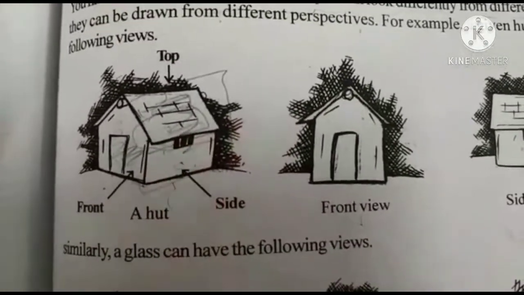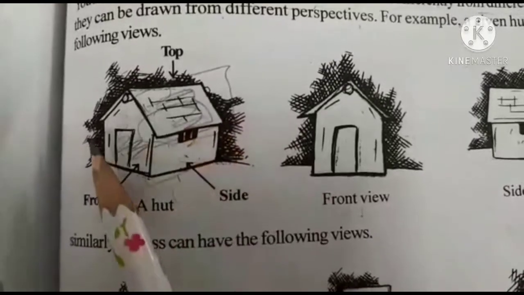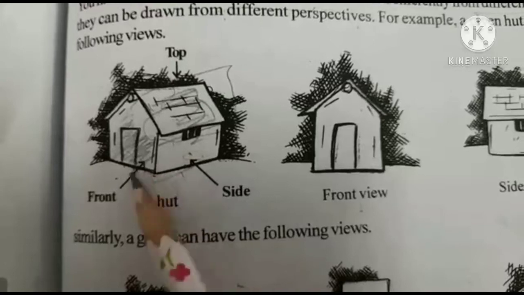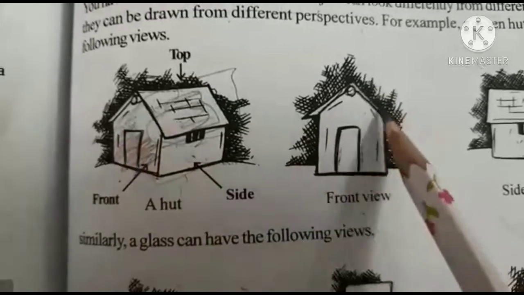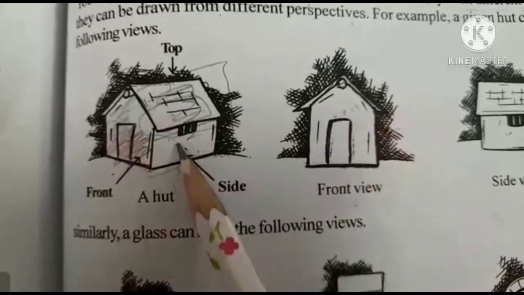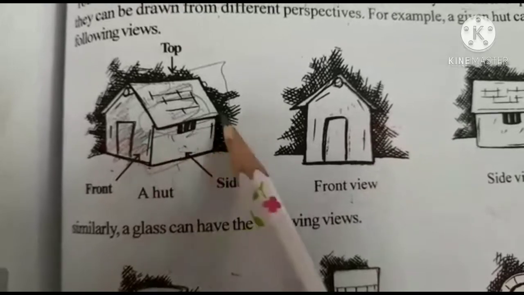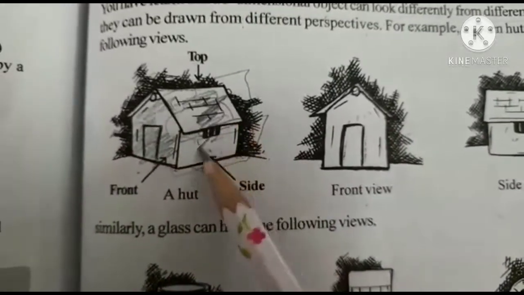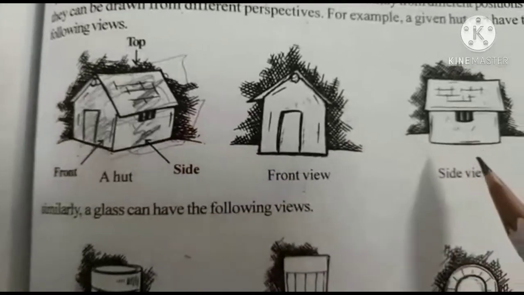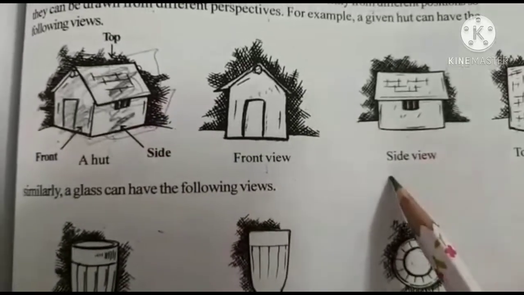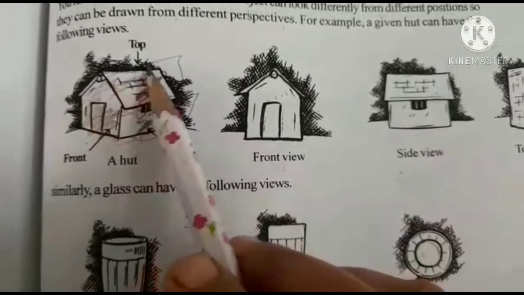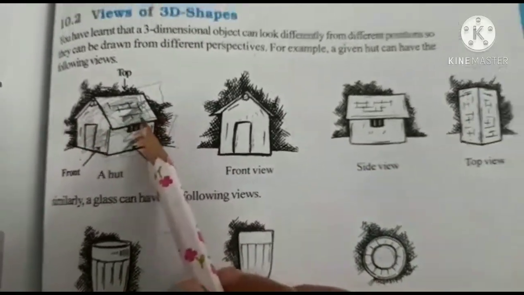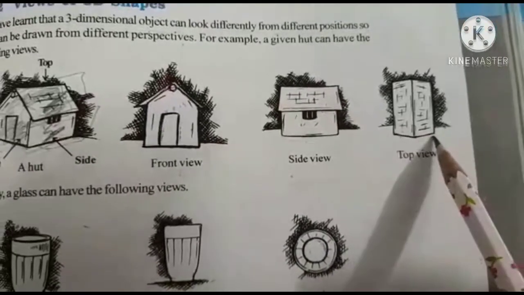It is a picture of a hut. Here you can see this is the front portion. So if we see only the front portion, the front view will look this way. If we see its side view, it will look like this portion and this portion. So it will be drawn this way in side view. And on the top you can see only the two rectangular trapezium or parallelogram portions. So the top view will look like this.